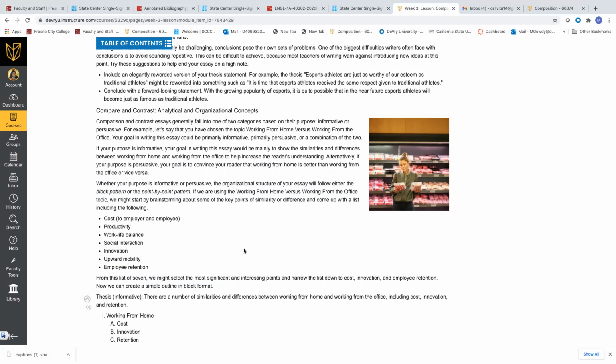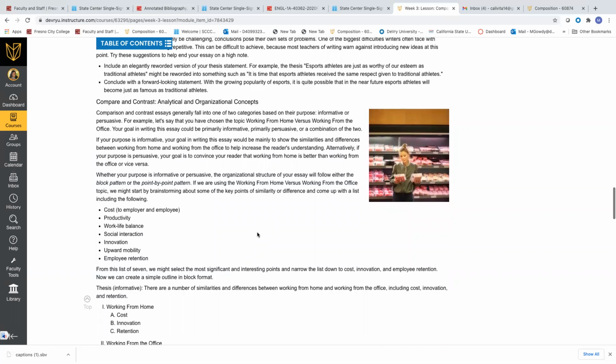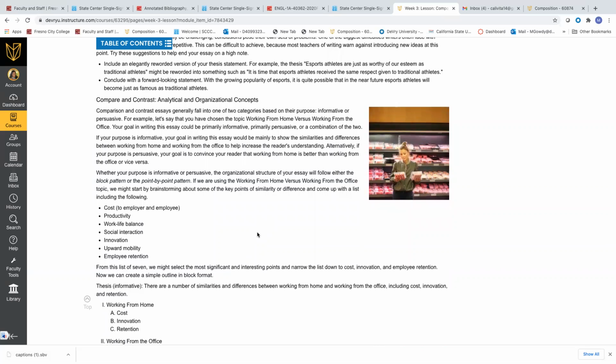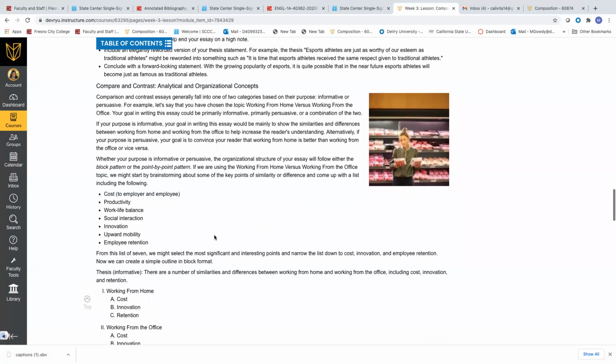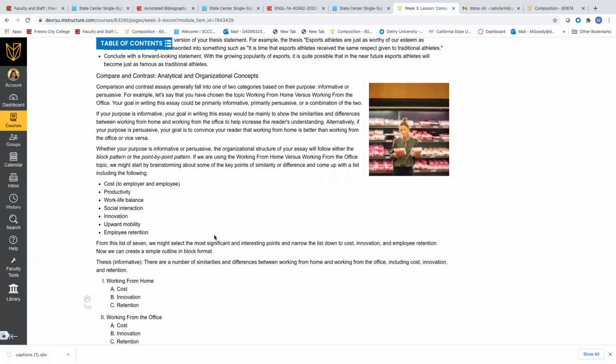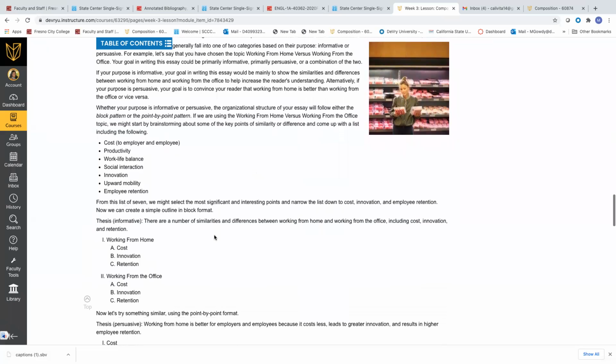start by brainstorming about some of the key points of similarities and differences and come up with a list including the following. So we have cost to the employer, productivity, work-life balance, social interactions, innovation, upward mobility, employee retention. So from this list of 7, we might select the most significant and interesting points and narrow the list down to cost, innovation, and employee retention. Now we have something to work with.